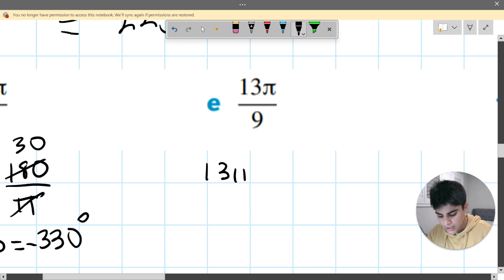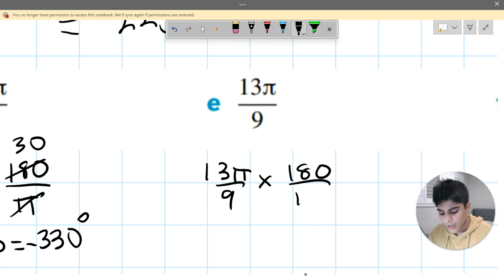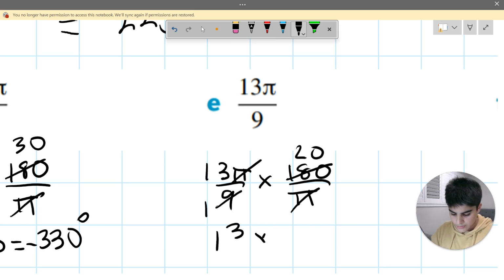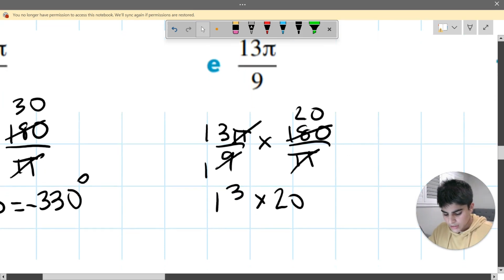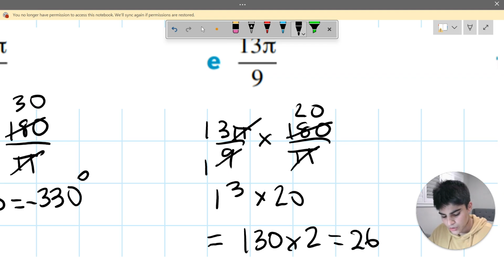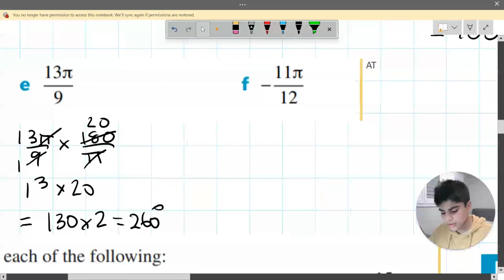13 pi on 9 times 180 over pi. Let's cancel pi. Common factor here is 9, so 1, 20. 13 times 20 equals 130 times 2, which equals 260 degrees.